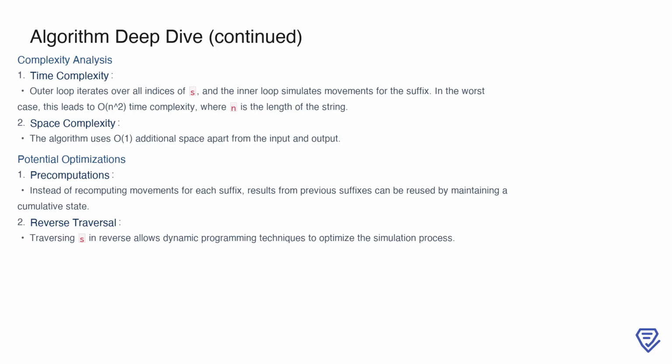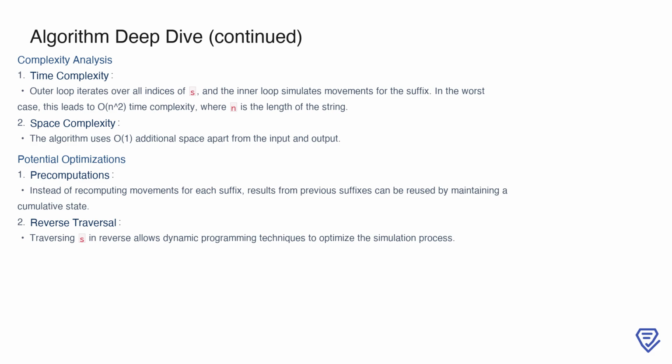This is because the outer loop iterates over all indices of the string, and the inner loop simulates movements for each suffix. In terms of space complexity, the algorithm uses O(1) additional space apart from the input and output, as we only use a few variables for tracking positions and results. However, the inefficiency of the brute force method can be addressed through potential optimizations.